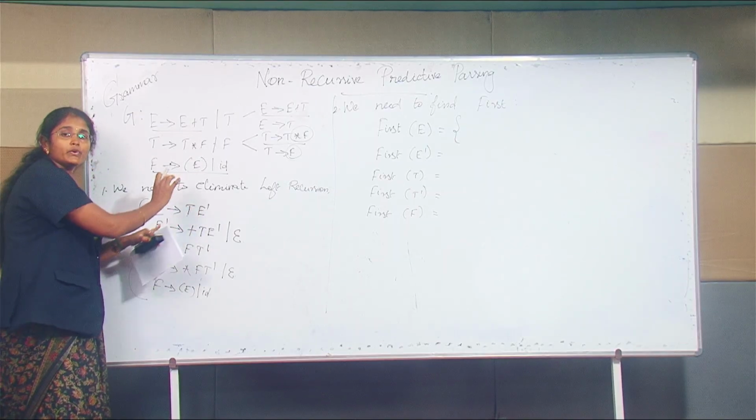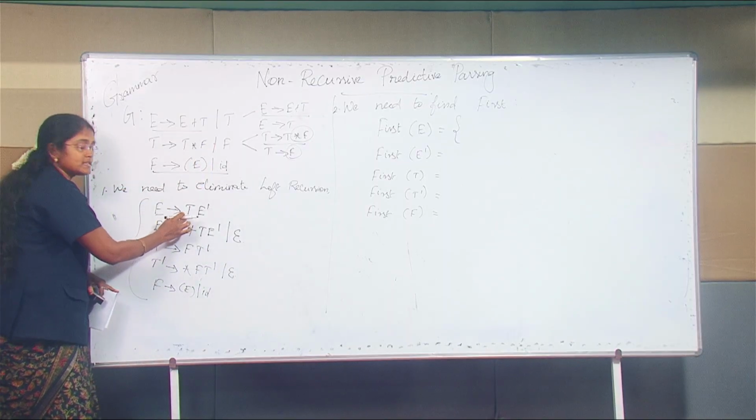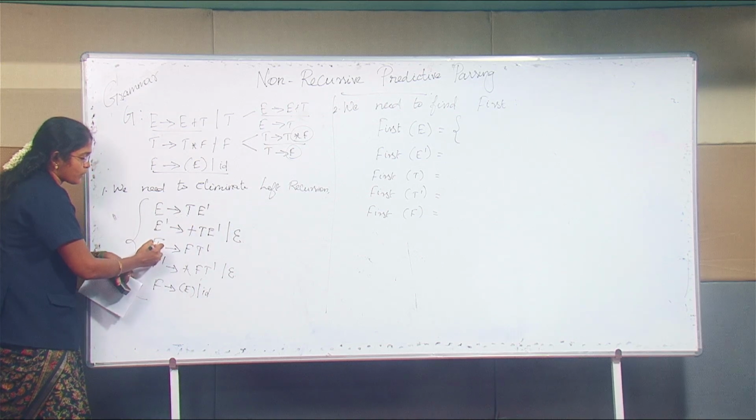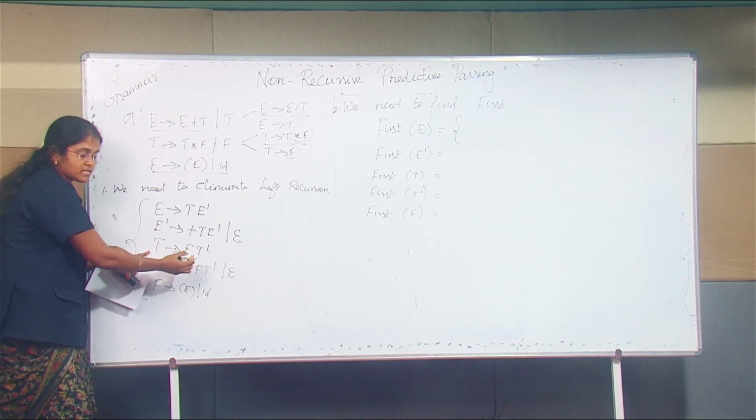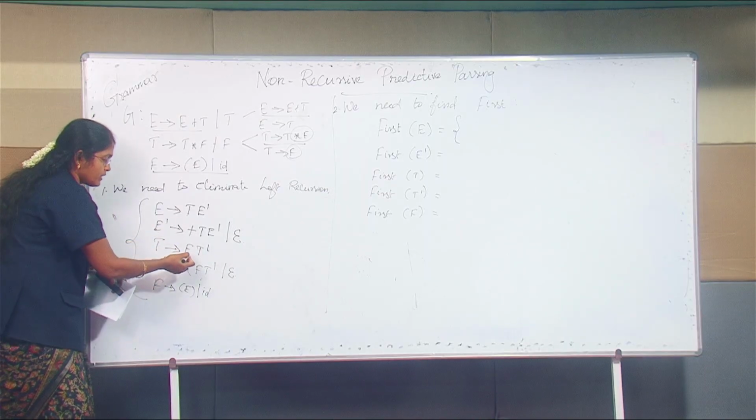If it is a terminal, you can directly write that as a first element. But here it is a non-terminal, so we have to see its production. So T tends to F T dash. Here the first element is F. F is also a non-terminal, so we have to move further.